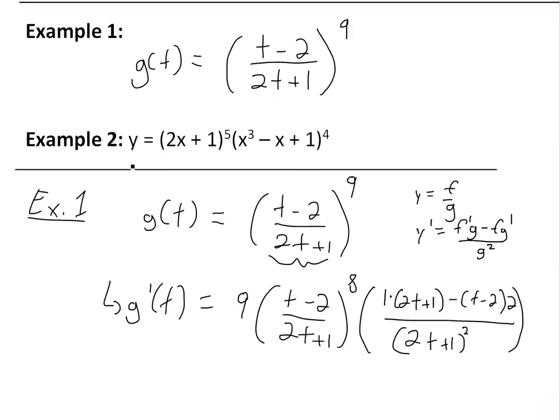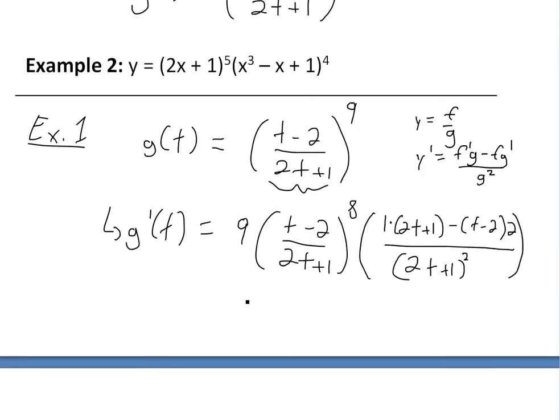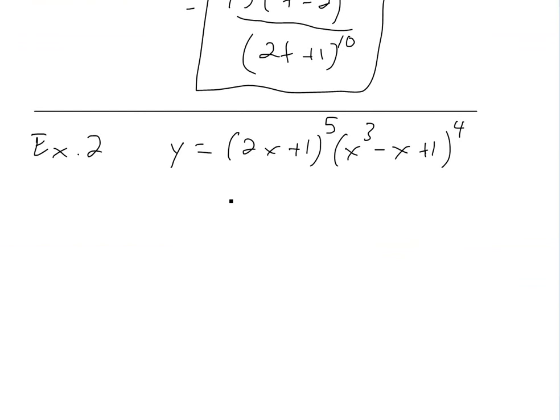Okay, so now let's look at the second example, which is y equals 2x plus 1 to the power of 5 multiplied by x cubed minus x plus 1, all to the power of 4 right here. So this one we'll use the product rule to solve. I basically wrote that down right here.